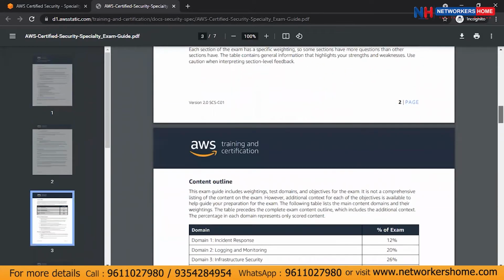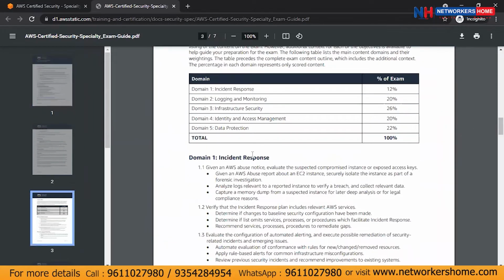So if you look at the exam blueprint, there are a total of 5 domains covered: incident response. Okay, when something goes wrong, what to do? Like something crashed or somebody hacked your server or storage, what are the steps you are going to consider? Then logging and monitoring, infrastructure security, identity access management, and data protection.